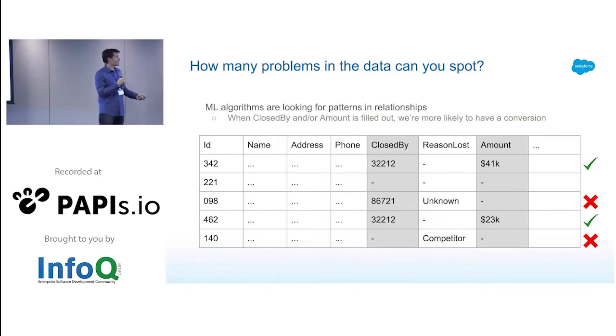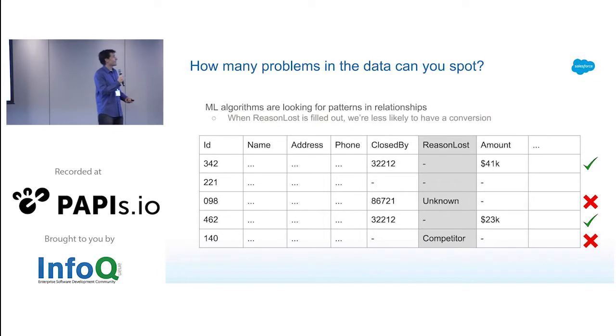And similarly, the machine learning algorithm will find, well, hey, when reason lost is filled out, we are much less likely to have a conversion. If it was just these 4 data points, then it would be a perfect relationship. And so any machine learning algorithm worth its salt will say that amount and reason lost are your 2 most important features. Some machine learning algorithms will only pick up on those features. If you use something like a random forest, it will also pick up on the other features if you use enough trees and it samples correctly.